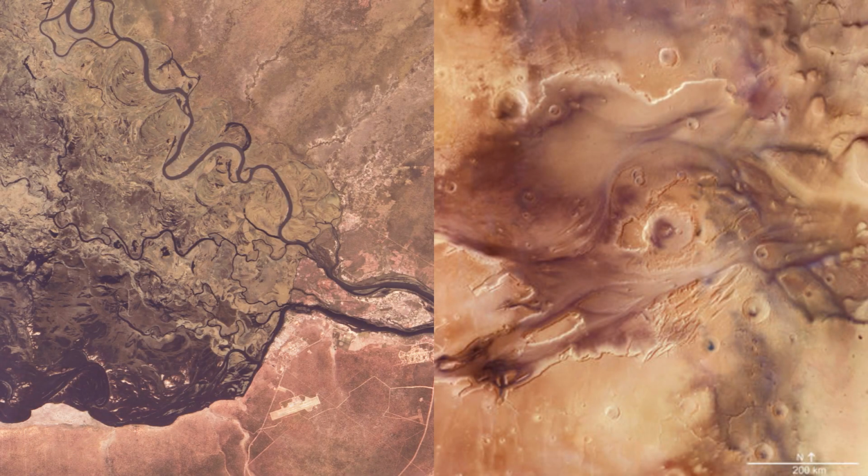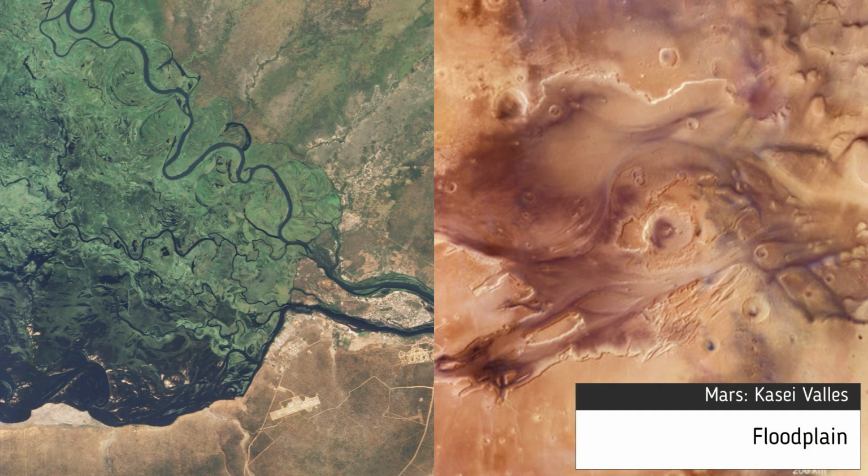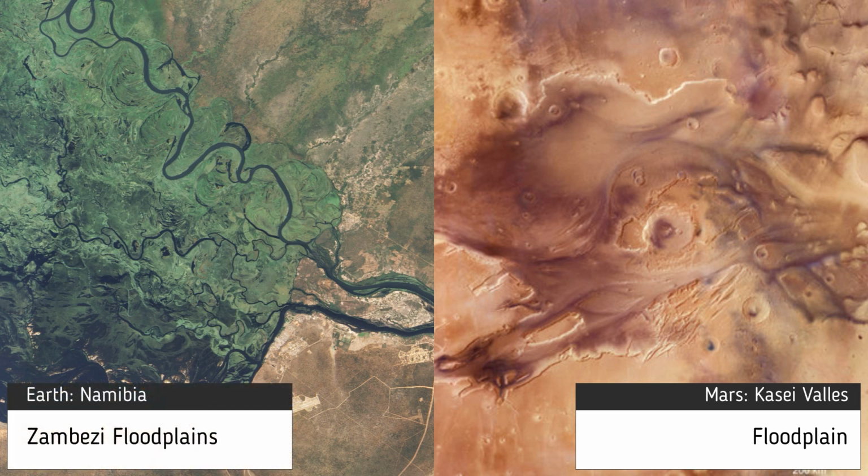Both photos shown are floodplains, one on Earth and one on Mars. The craters clearly indicate the photo on the right was taken on Mars, more specifically the region Cosse Valles, formed by large past flooding events, whereas the other photo shows the Zambezi floodplains in Namibia.